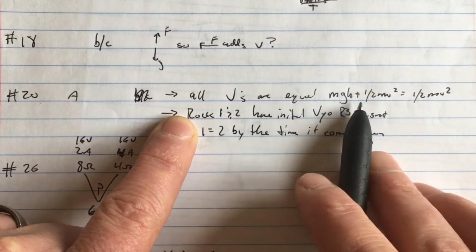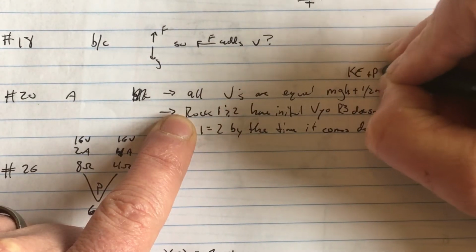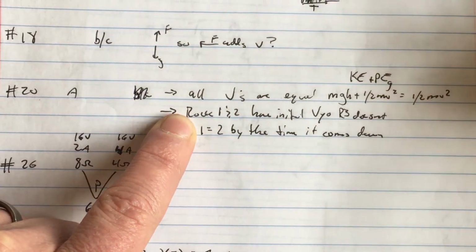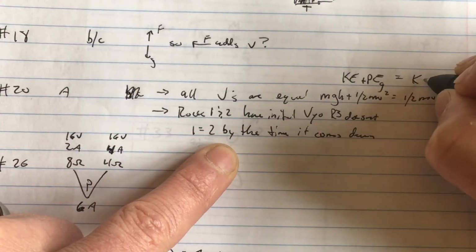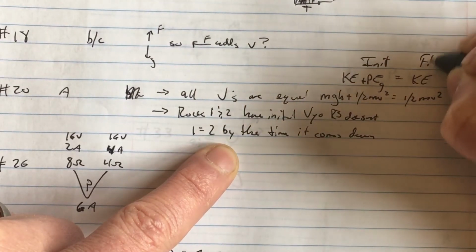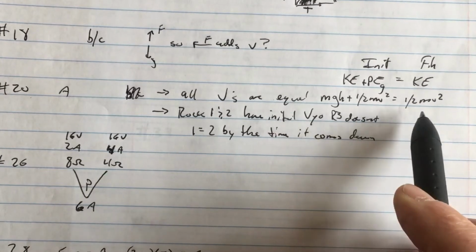By the time it hits the ground, mgh plus 1/2 mv squared, the initial kinetic energy plus potential energy from gravity, is going to equal my final kinetic energy. Initial, final. So those have to be true. So all my V's are equal at the end.